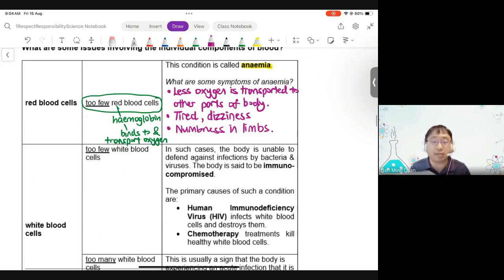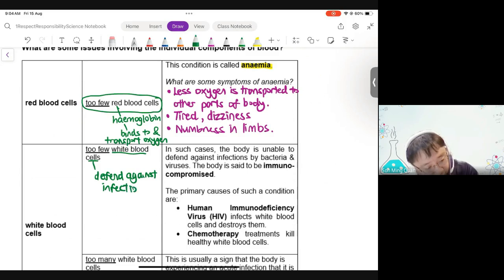Next, white blood cells. Now, white blood cells, there's too few and too many. So let's look at too few first. So too few white blood cells, what happens? So again, you need to know what is the function of white blood cells. The function of white blood cells is to defend against infection by bacteria and viruses. So if you have too few white blood cells, it means your body cannot defend against infections.